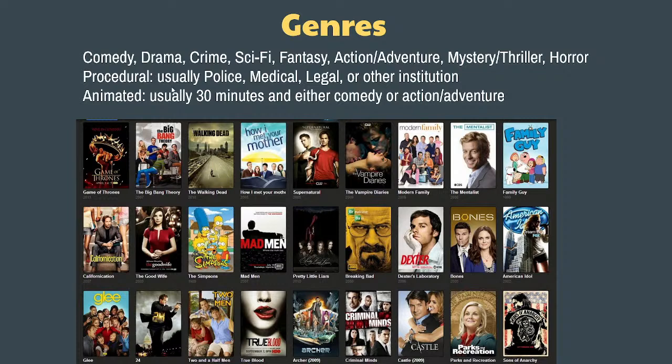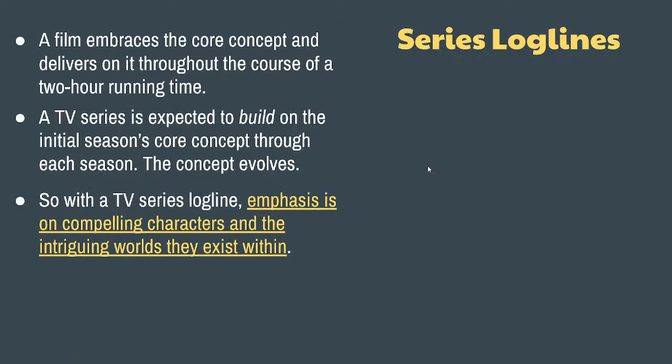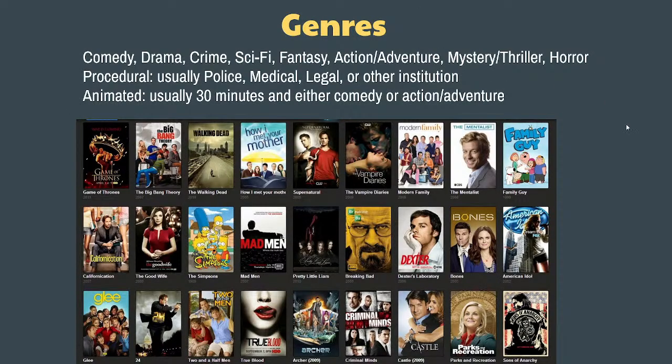So procedurals are going to be status quo-based shows, which we'll talk about in just 1 second. Status quo meaning everything resets every week. I know there's some exceptions to that, and they do change casts over time, but generally procedurals are hour-long, and they are going to follow an institution of some kind, a job like police, medical, or legal.